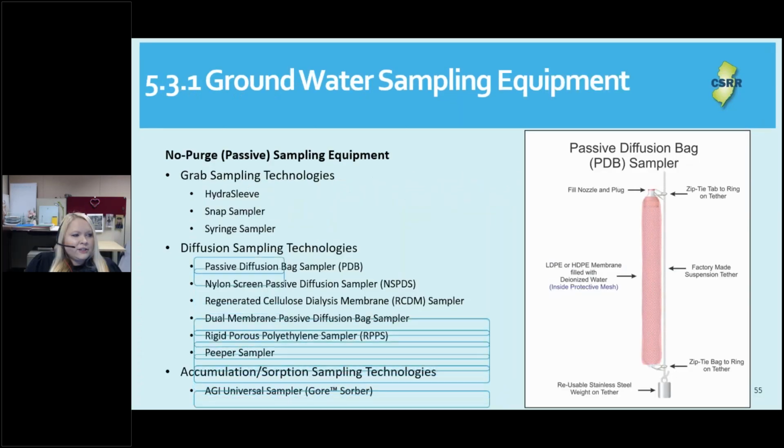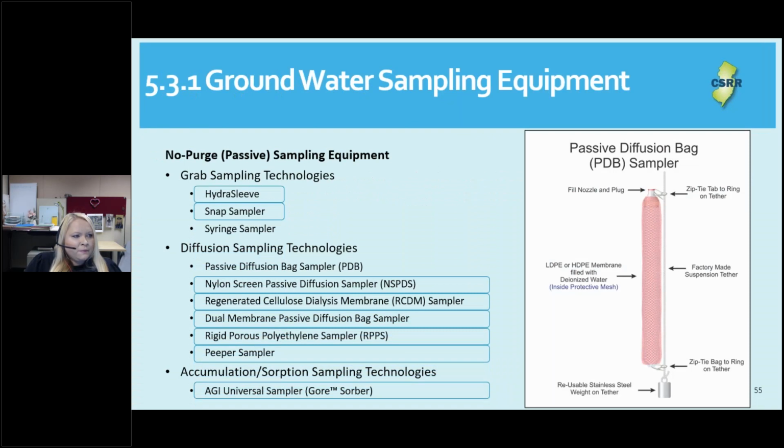Next slide. Each section within the groundwater sampling equipment in the manual discusses applications, limitations, and use. On this slide, the technologies that were added to the new version of the manual are circled. And again, this is not an all-inclusive list. So the new additions are the hydrosleeve, the SNAP sampler, nylon screen passive diffusion sampler, regenerated cellulose dialysis membrane sampler, dual membrane passive diffusion bag sampler, rigid porous polyethylene sampler, peeper sampler, and the AGI universal sampler.